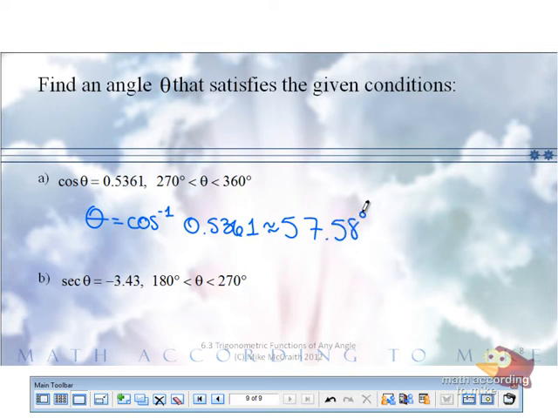However, is 57.58 a number between 270 and 360? Not usually. So what we'll have to do is, let's draw a picture. This angle right here is 57.58. We don't want that. Instead, we want this one, because that would make it an angle in quadrant 4. Any ideas?